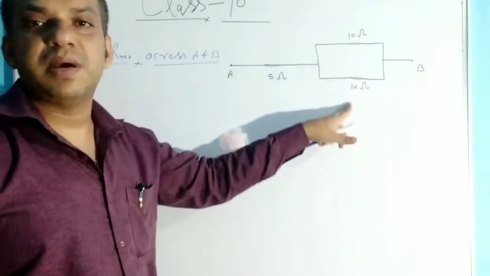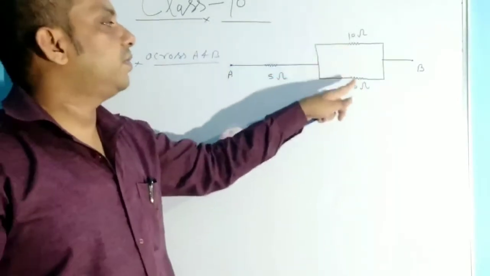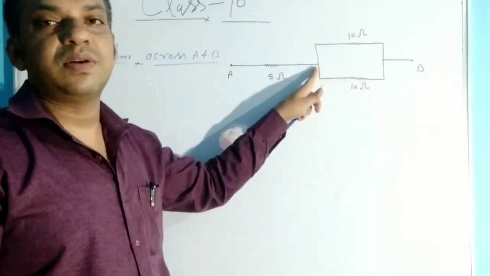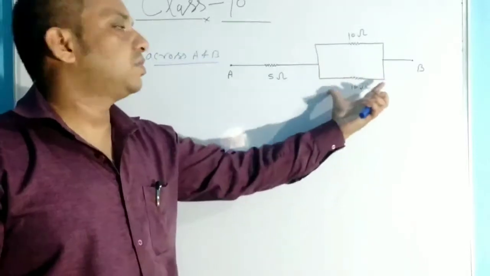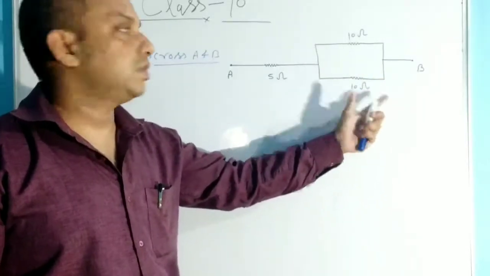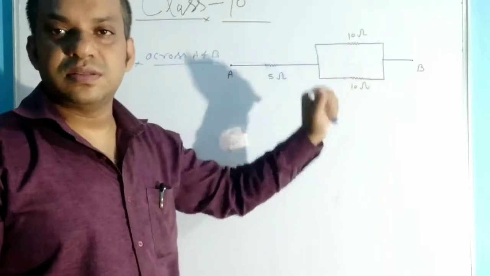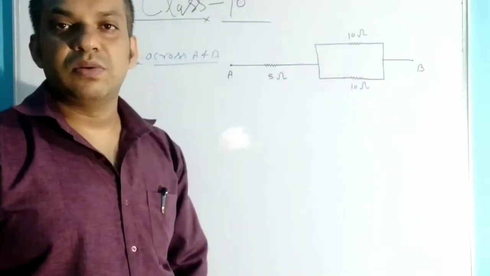Why are these two connected in the parallel combination? Because the head of these two resistances is connected to one point and the tail is connected to one point. So if you connect the voltmeter across these two terminals, you will find the potential difference across these two resistances is the same. It is the property of the parallel combination.